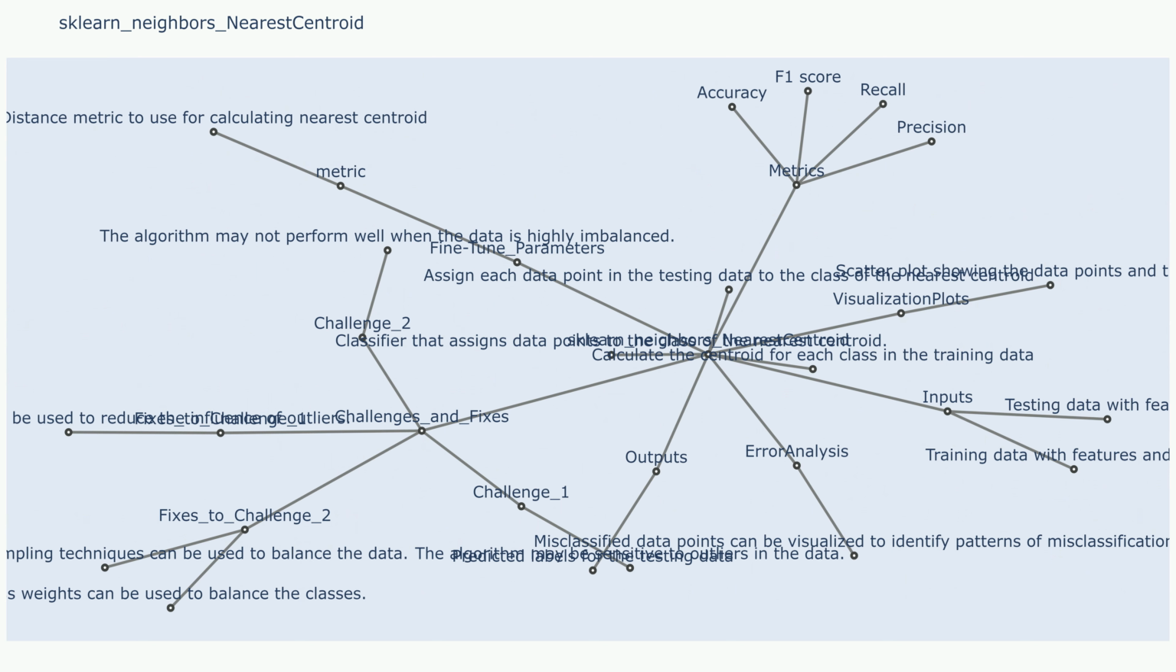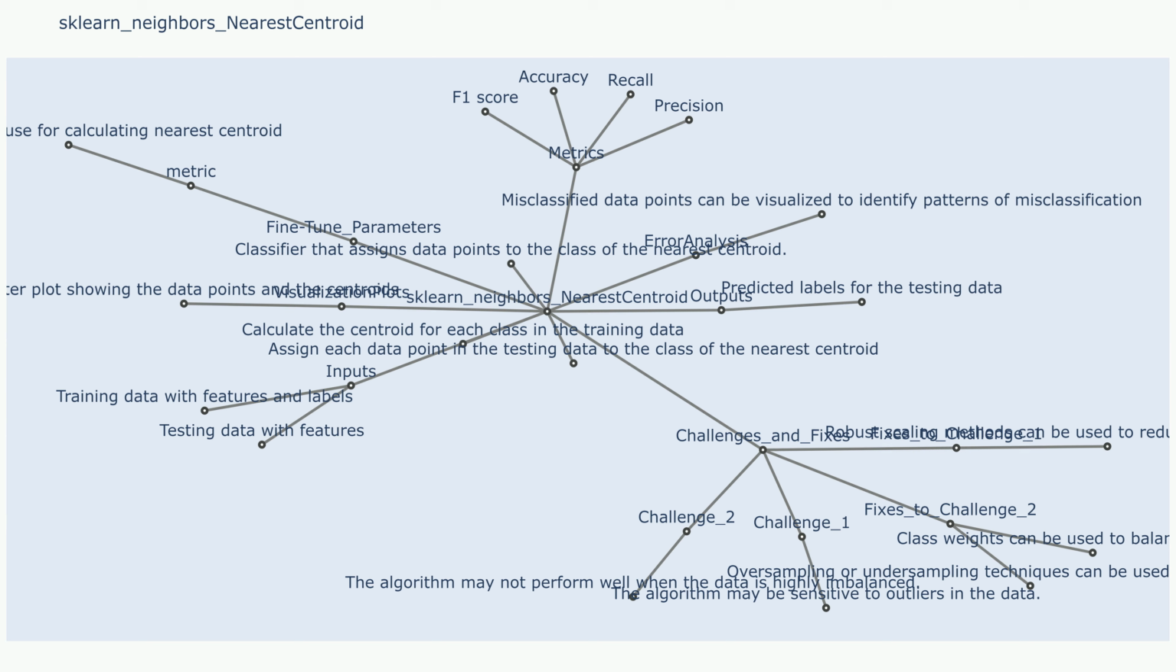Uncertainty methods. Distance to centroid. The distance of a sample from its nearest centroid can be used as a measure of uncertainty. Higher distances indicate greater uncertainty in the prediction.